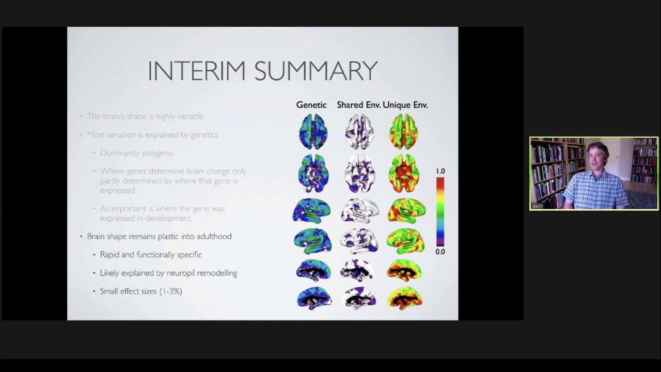For the environmental manipulation, so these are adult changes due to brain plasticity, we see significant effects that are functionally specific and quite rapid, that are likely explained by neural modeling, but that are small. So 1% to 3%, which of course can be detected using the small variation you have in tightly controlled mouse experiments, but are more of a challenge in human studies. We're trying to keep variation under control. It's often quite difficult.